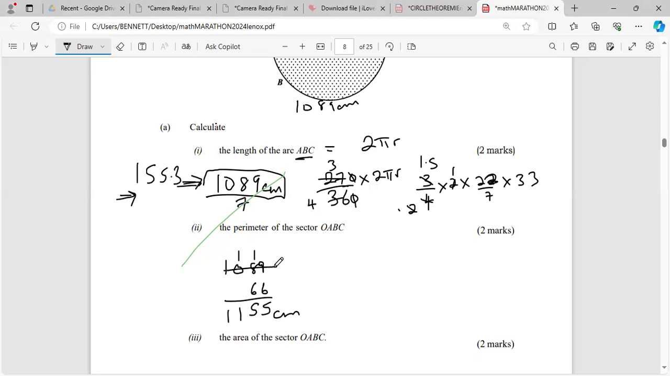So this should change too. So that'll be 155.3 times 66 plus 66. So this will be 3,11. Sir, why did you use both of the radii, sir?